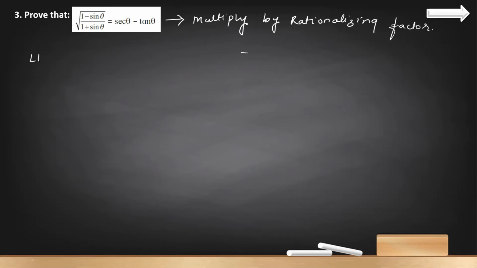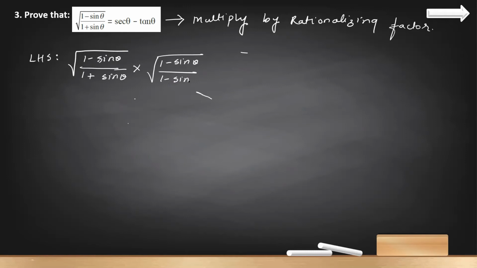Okay, if you see, your LHS is the square root of (1 minus sine theta) upon (1 plus sine theta). Now I need to multiply this by a rationalizing factor. How will you determine what rationalizing factor we have to take? Observe your denominator. Your denominator is 1 plus sine theta, so you have to take the opposite sign, so it will be 1 minus sine theta. So you multiply by root of (1 minus sine theta) upon (1 minus sine theta).